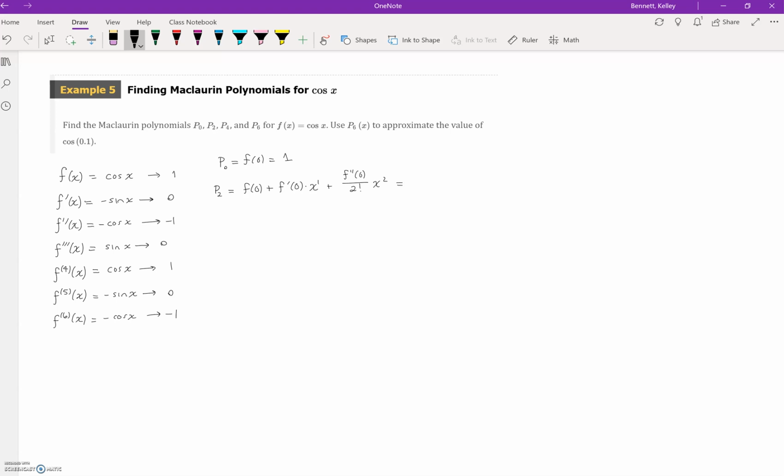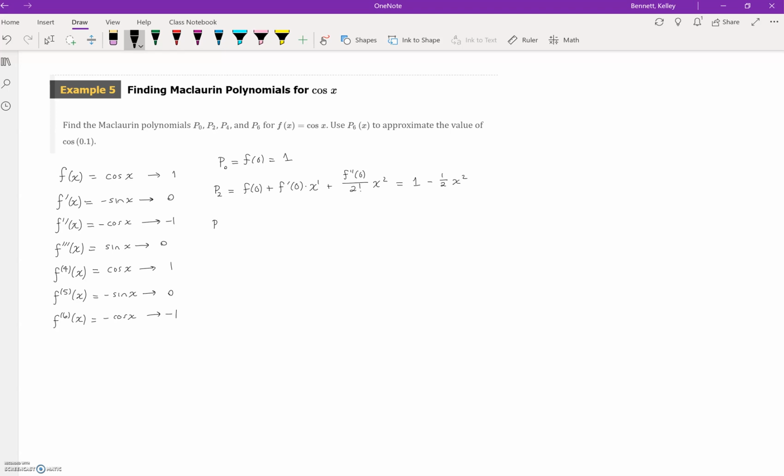And for this one, because all of the odd derivatives are going to be 0, we're just going to have 1 and then the second derivative. So that's minus x squared over 2, pardon me. So minus 1/2 x squared.